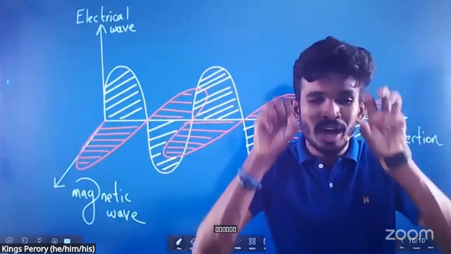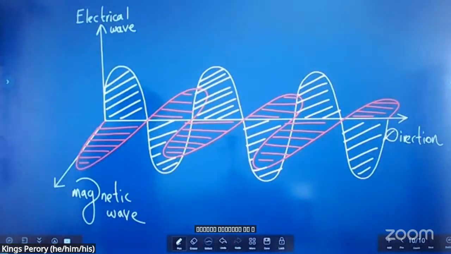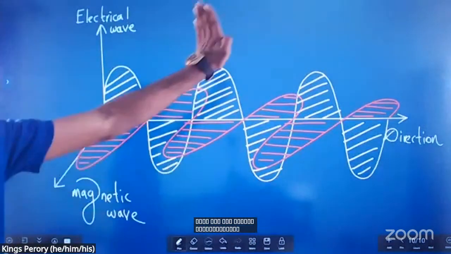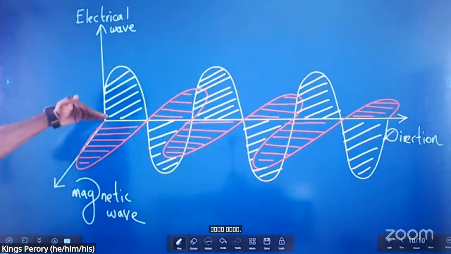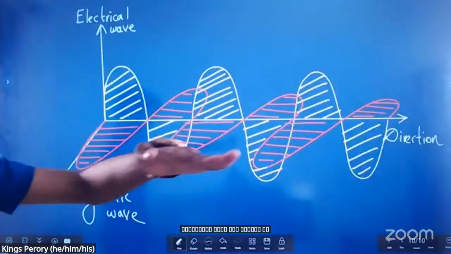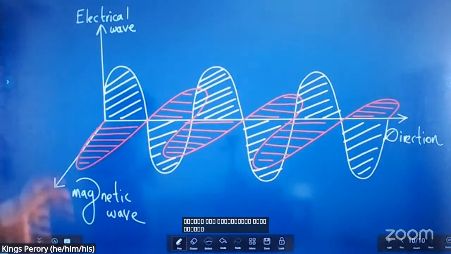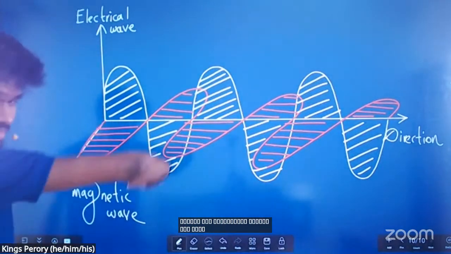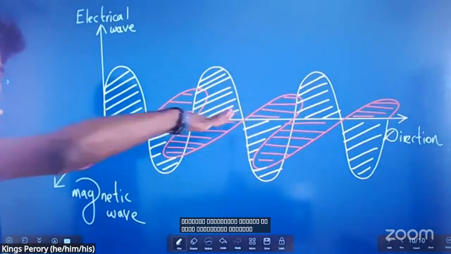Slightly blur your eye and can you see a 3D diagram? Can you see the electrical wave is going in a vertical plane like this? The magnetic wave is going in a horizontal plane like this. Can you see that? Slightly blur your eye and the electrical wave is on a vertical plane like this. The magnetic wave is on a horizontal plane like this.